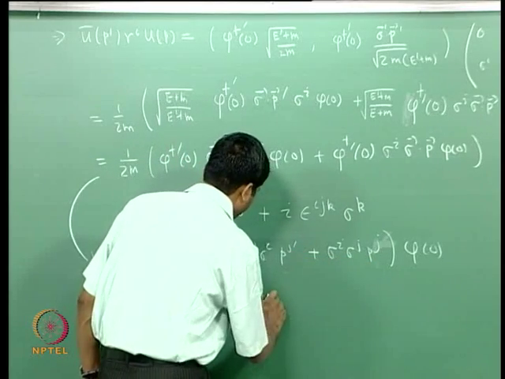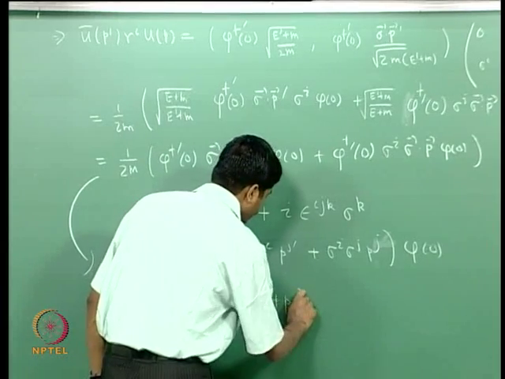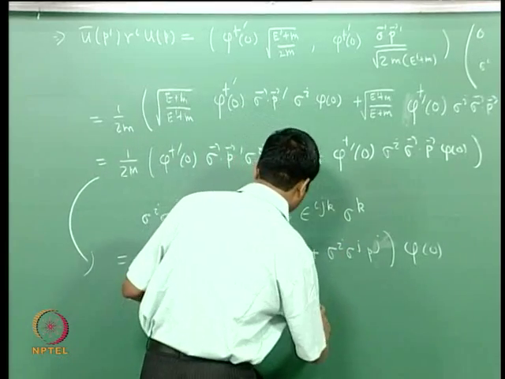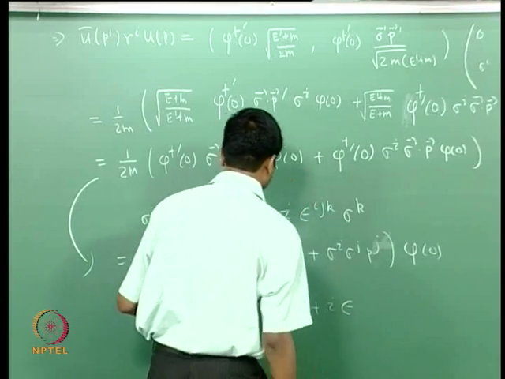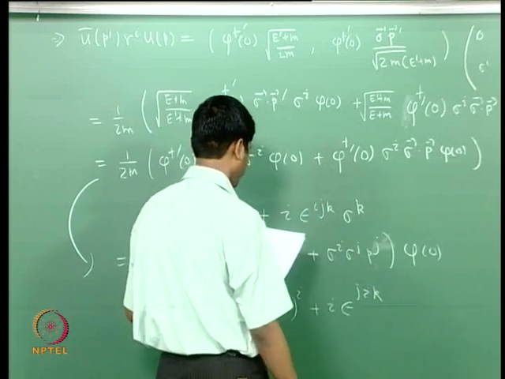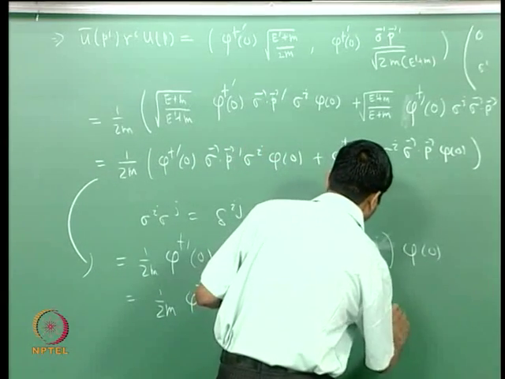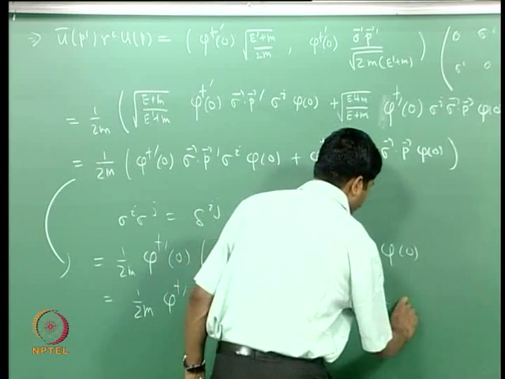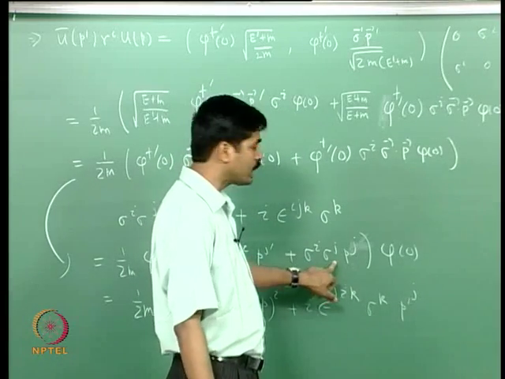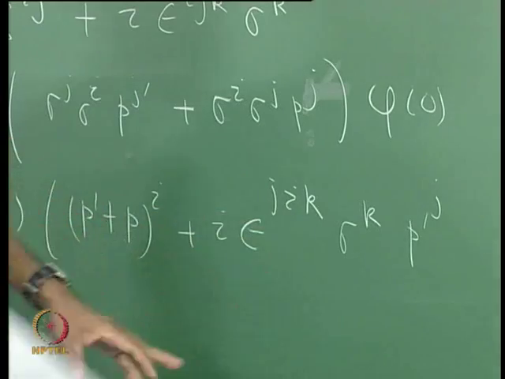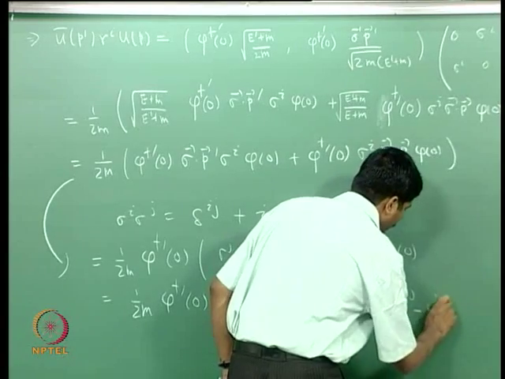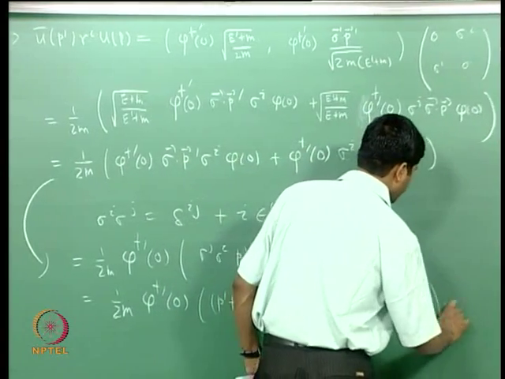So, this is the ith component of p prime plus p, and then i epsilon i j k. Here j i is there. So, you see epsilon j i k sigma k, and here p prime j, whereas here epsilon i j k sigma k. So, if I take it common, I will get a minus sign. So, p prime j minus p j, phi of 0.